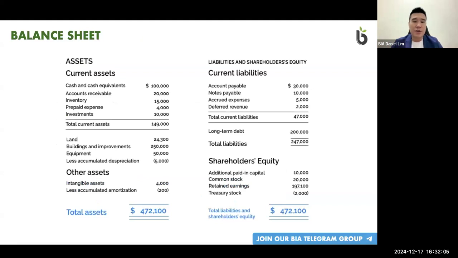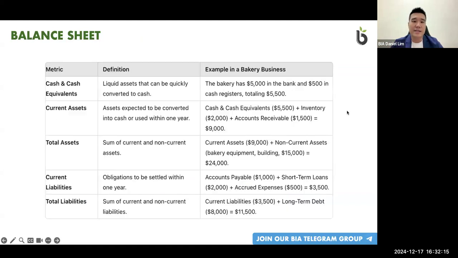Now, a balance sheet actually looks like this. Generally, it's displayed with the assets on the left side and the liabilities on the right side. And this is how it looks like. But I make it easy for you guys, so let's focus on this. These are the metrics in the balance sheet that you guys need to know. Number one, you go and find their cash and cash equivalents, and that is the liquid asset that can be quickly converted to cash.